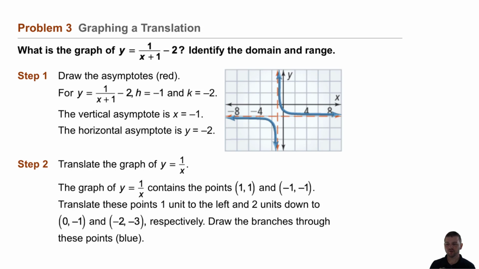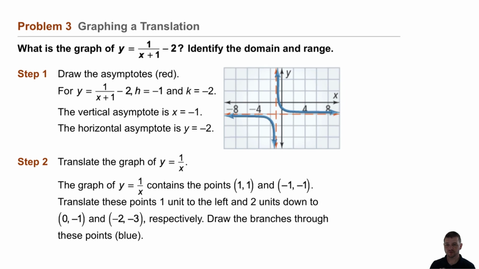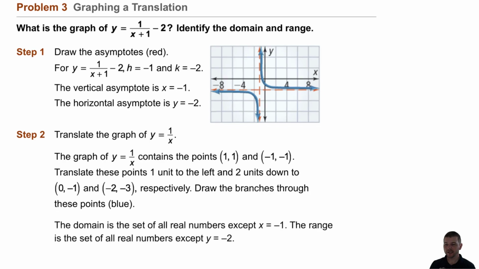Draw the branches through these points and drawing infinitely closer to both the horizontal and vertical asymptotes. The domain is the set of all real numbers except x equals -1. The range is the set of all real numbers except y equals -2.